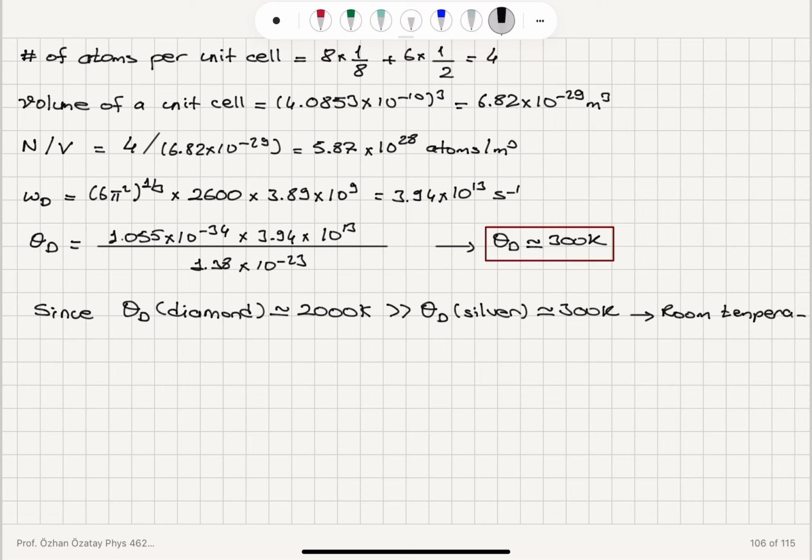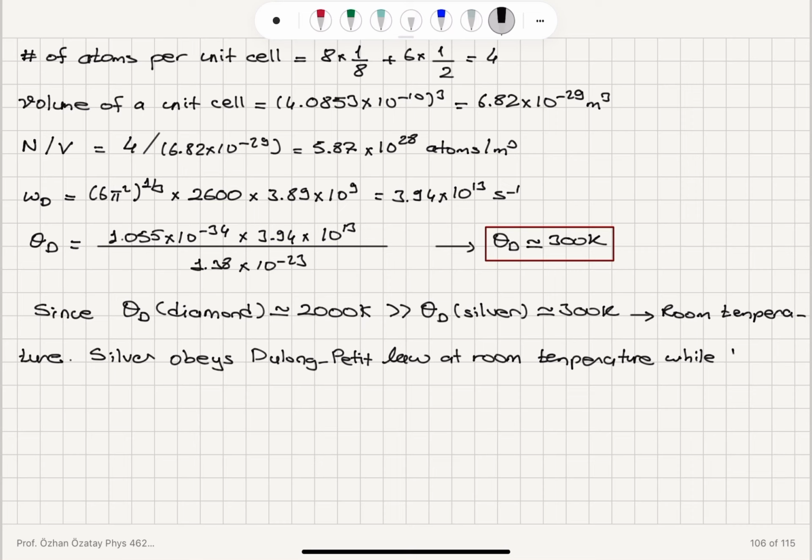We can conclude silver obeys the Dulong Petit law at room temperature, because all the normal modes are excited at room temperature, while room temperature is a low temperature for diamond. Diamond does not.